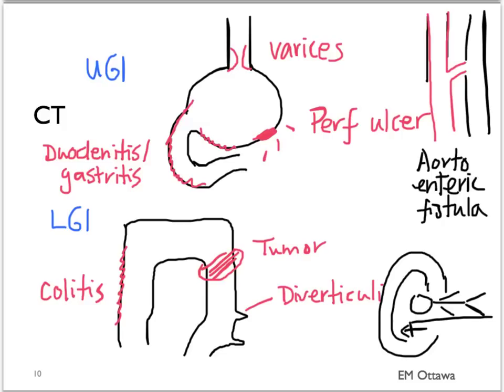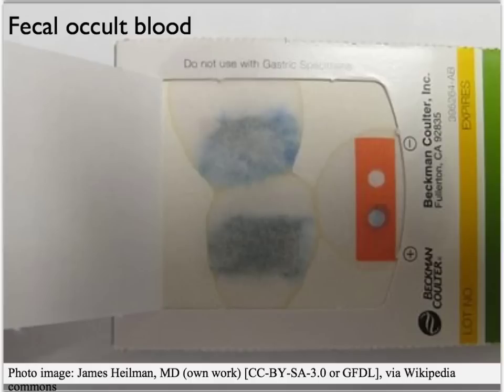Remember that for the patient to be able to go through the CT scanner, they need to be hemodynamically stable. We'll now move on to other special tests we do for patients with suspected GI bleeds. Part of what we do is a rectal examination on physical. There are a few pieces of information we might be able to get. First, a fecal occult blood test.